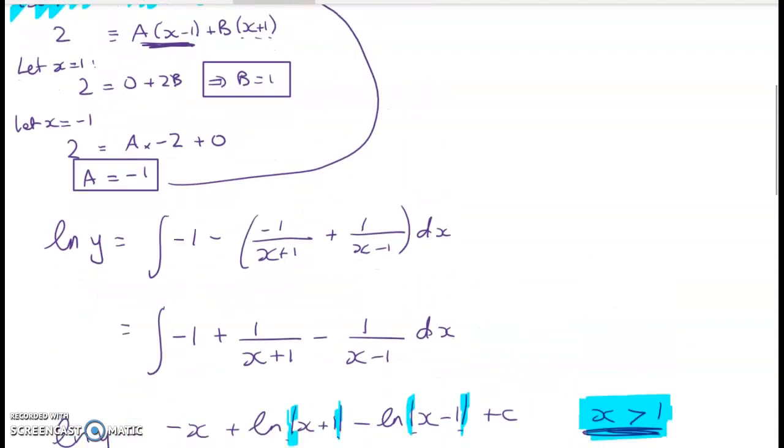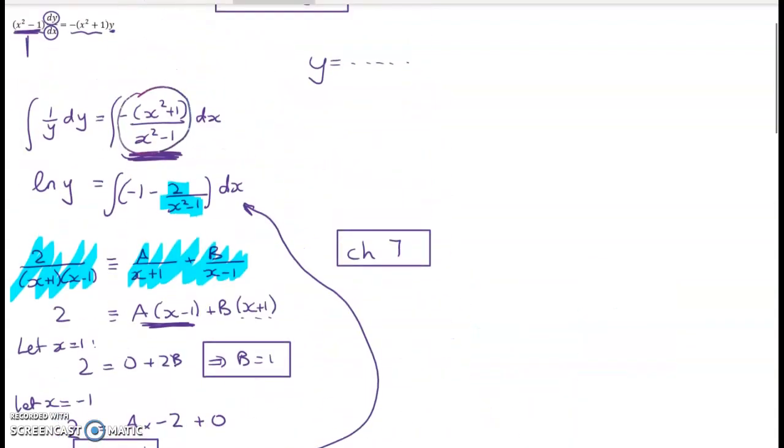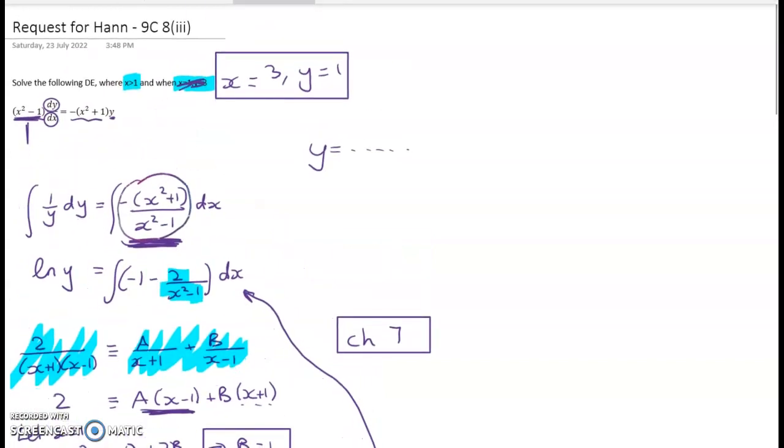And then the other two things to really be careful of here are obviously the partial fractions work. You have to be really confident and fluent with that, and just knowing how to separate the variables.